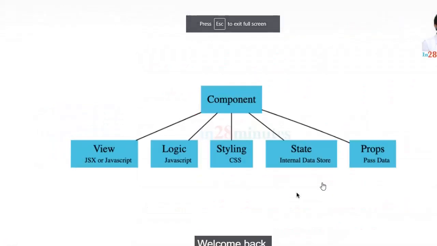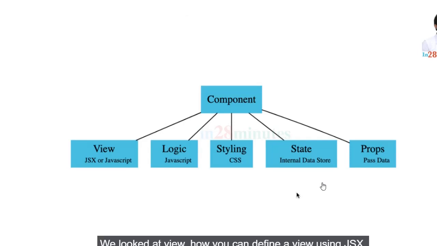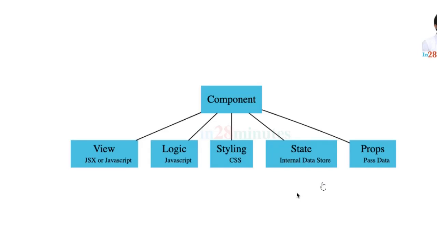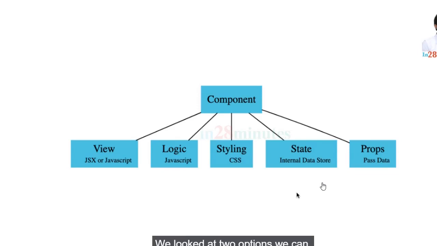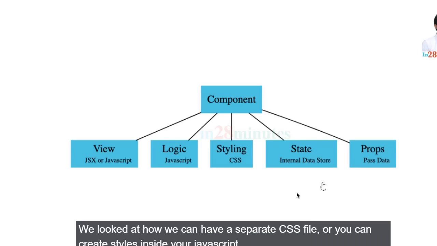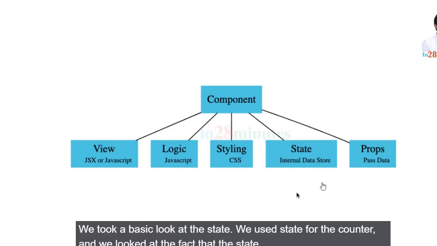Welcome back. In the last few steps, we talked about a lot of different things about component. We looked at view, how you can define a view using JSX. We looked at how you can write logic, basically how you can bind events to whatever happens on the screen. We looked at how you can style. We looked at two options. We looked at how you can have a separate CSS file, or you can create styles inside your JavaScript as well. We took a basic look at the state.